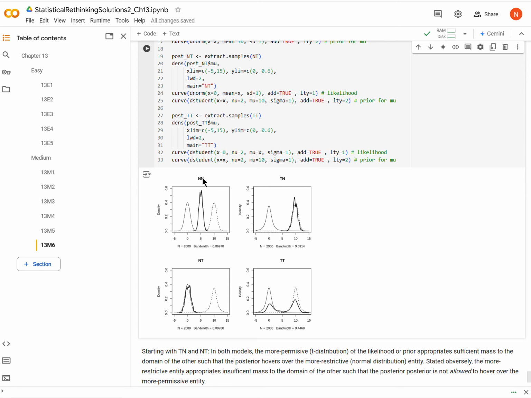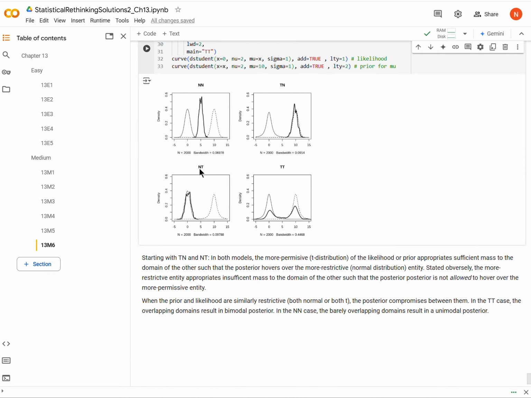Here we have the normal model, and then the data is distributed as a t distribution, and the prior as a normal. In the bottom left, the data is a normal distribution and the prior is a t, and then we have both of them as t distributions. You can take a look here and see what's happening, but let's try to pull out some themes.